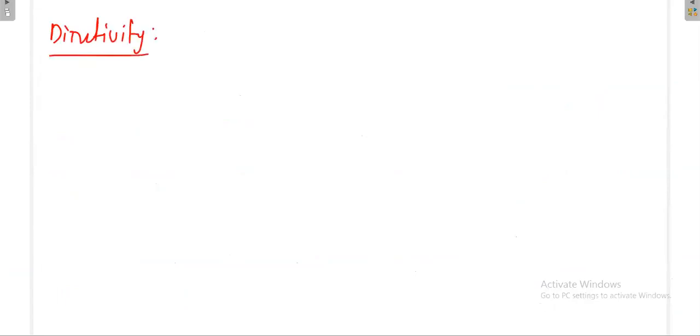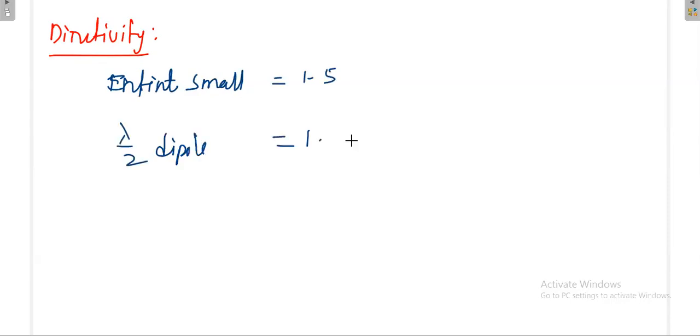Directivity means, for a small antenna, an infinitesimal small antenna, what is the directivity? That is 1.5. Lambda by 2 dipole, 1.64, then lambda by 4 dipole, that is simply 3.28. Then somebody please tell me which antenna will have more beam width. Which antenna will have more beam width? Anybody?